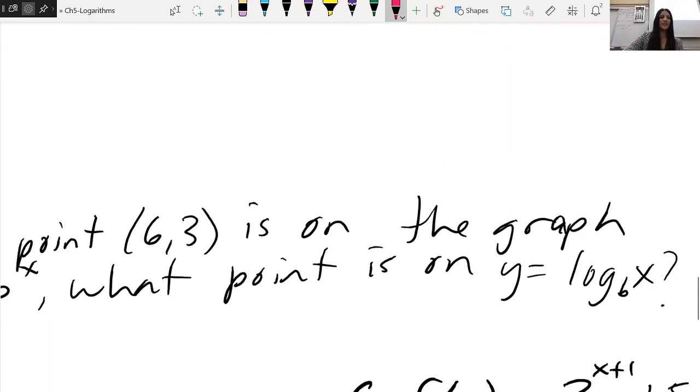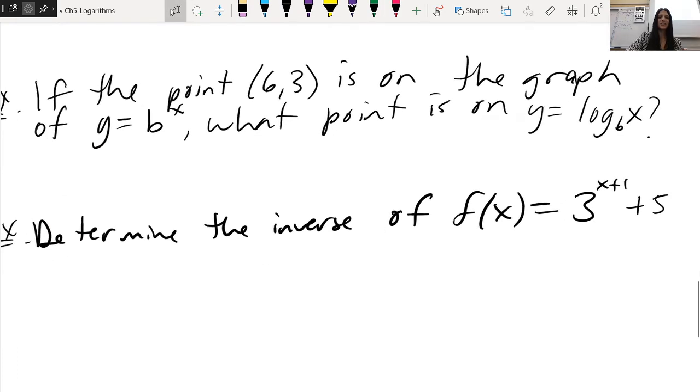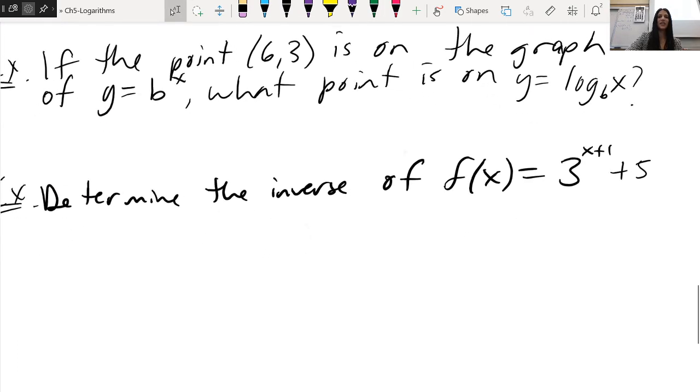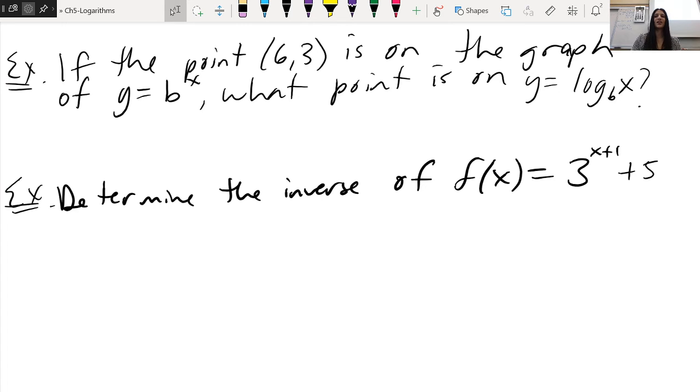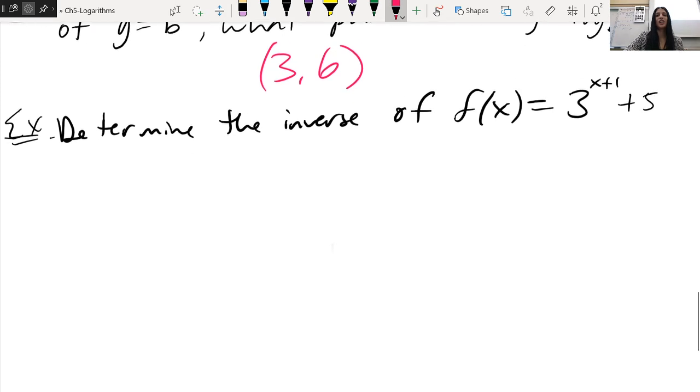Good. So then if the point (6, 3) is on the graph of y equals b to the x, what point is on y equals log base b of x? It's not a trick question. It would be (3, 6). If they're inverses of one another, we simply swap them. Good?